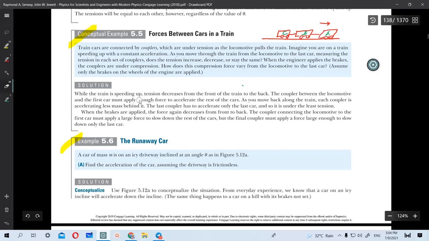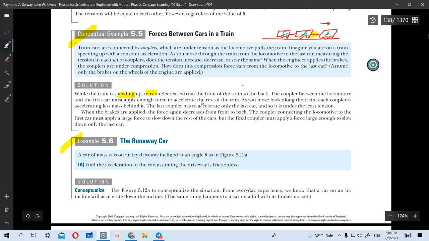Now, in the case that it's speeding up, we find that tension would be the largest from the front to the back. Why? Because common sense tells us that A has to pull B and C, while B has to pull only C. Understand? How many cars do you have at your back? What are the objects at your back that you need to pull? That's the reason why tension would be the largest between A and B, right?